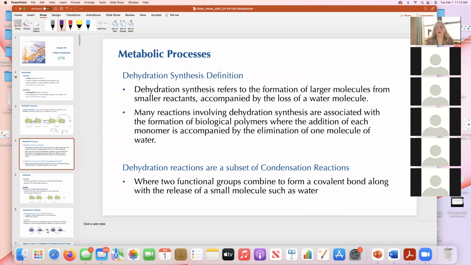All right, so dehydration synthesis means we're always going to form bigger molecules from smaller reactants by removing water, okay? They're a subset of a larger group of condensation reactions where you remove water in order to form a new bond, okay?